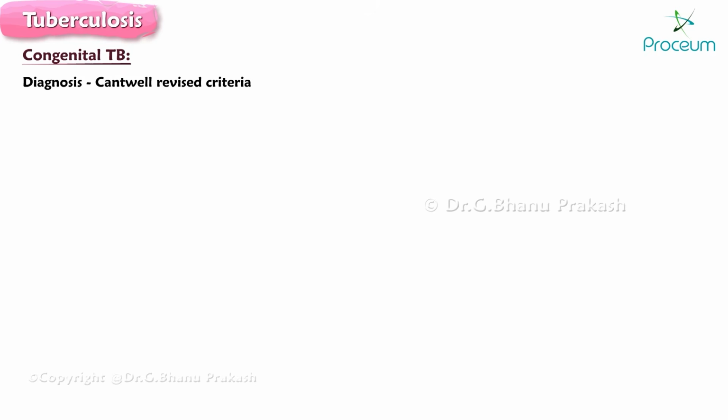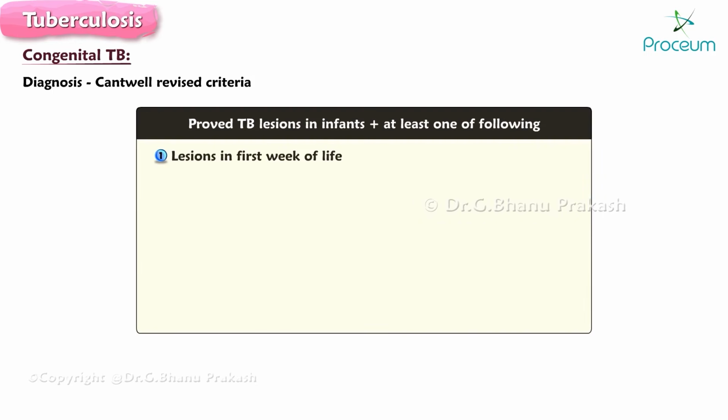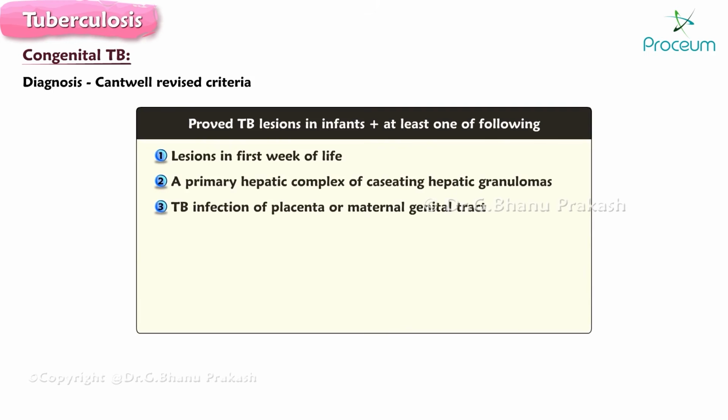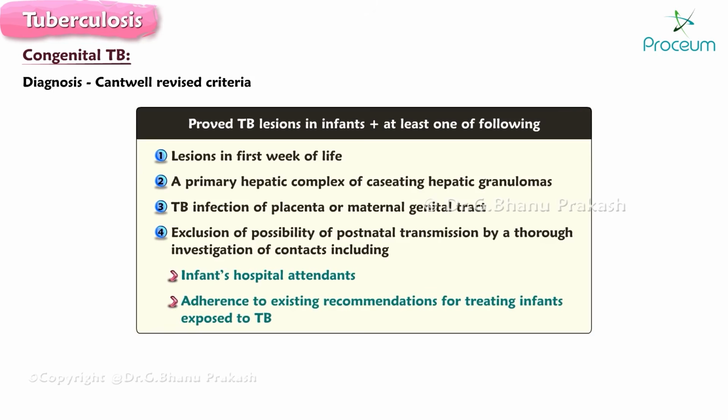Here's a table of revised diagnostic criteria for congenital tuberculosis. Proven tuberculous lesions in the infant plus at least one of the following. 1. Lesions in the first week of life. 2. A primary hepatic complex of caseating hepatic granulomas. 3. Tuberculosis infection of the placenta or the maternal genital tract. 4. Exclusion of the possibility of postnatal transmission by a thorough investigation of contacts, including the infant's hospital attendants, and by adherence to existing recommendations for treating infants exposed to tuberculosis.